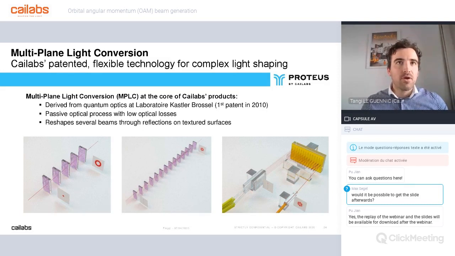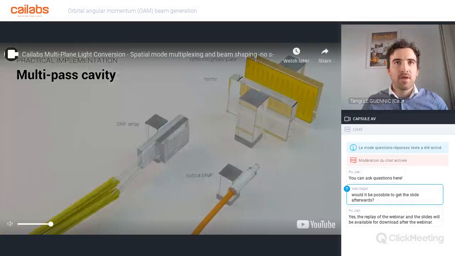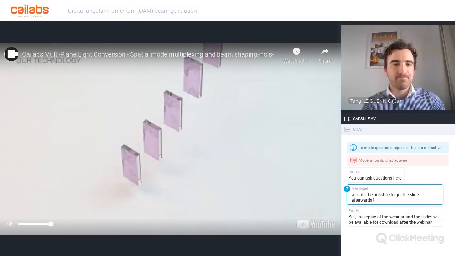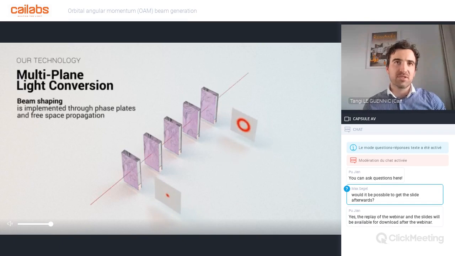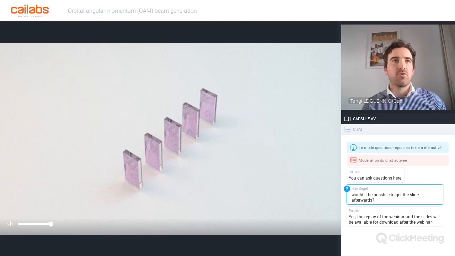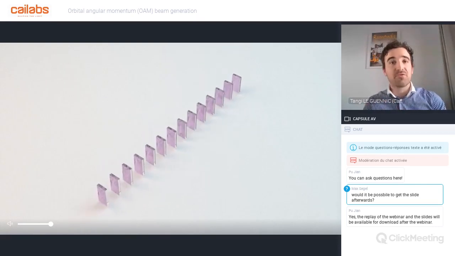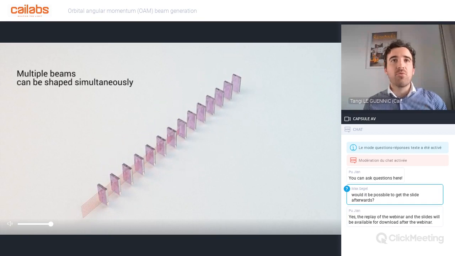I can show you a short video in order to make the explanation easier. With a succession of phase plates and free space propagation, we have the ability to transform any kind of Gaussian beam into whatever we want, as soon as it's a unitary transformation, so a unitary basis into another unitary basis. If you want more complex shapes and multiple beams, mathematically there is always a solution to modify the shape with more phase plates and Fourier transformations. In fact, Fourier transformation is free space propagation.